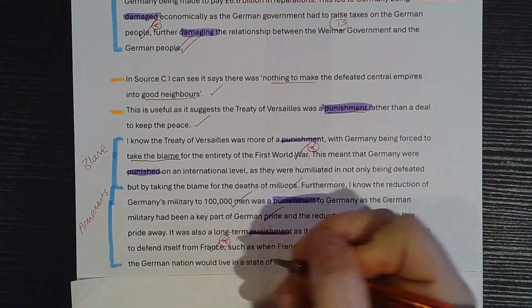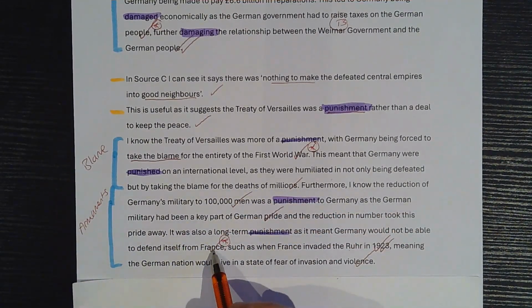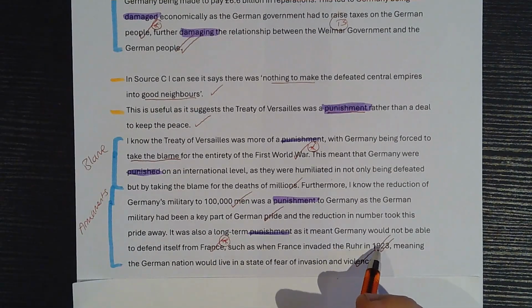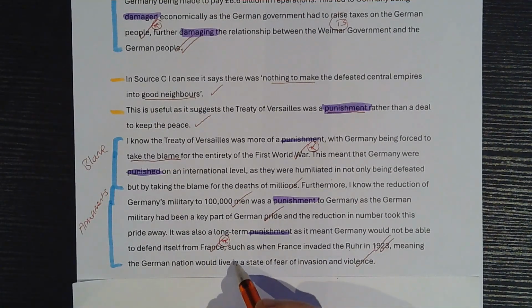I said to myself, well, so what if it wasn't able to defend itself from France? Well, when France invaded the Ruhr in 1923, the German nation ended up living in a state of fear and violence, and that was a punishment. And that is how you get a really solid answer on this question.